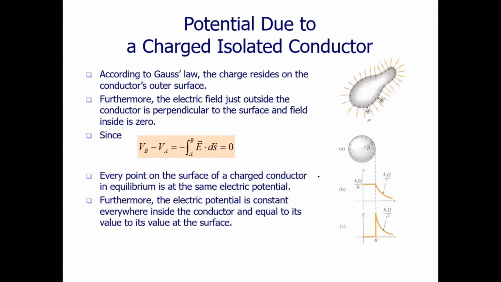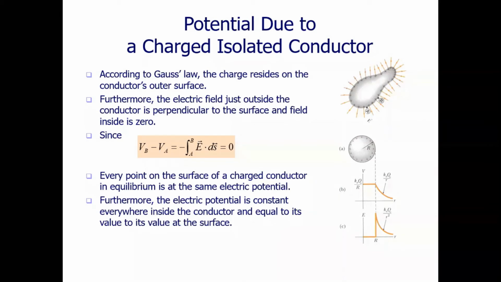So the other thing that we can talk about is the potential due to a charged isolated conductor. Now, we had learned in an earlier lesson that if you have a conductor, then all the charges will reside on the surface of the conductor. And again, we said that the electric field will be perpendicular to the surface of the conductor. I think you remember those two points from the previous lesson.